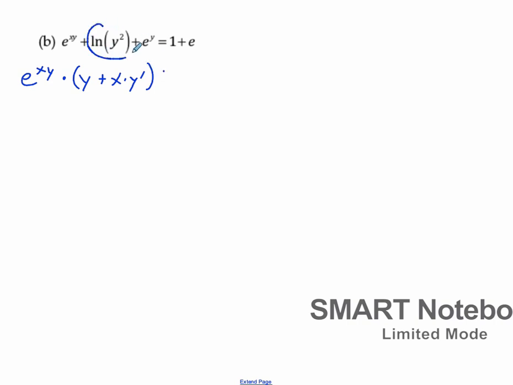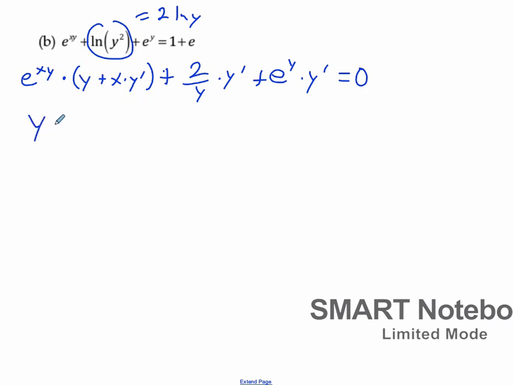And now this one here is easy to use a log rule first. We can write this as 2 ln y. Okay, so that means the derivative of that is 2 over y times y prime by chain rule. And this e to the y is going to be e to the y times y prime. And on the right hand side, actually, this is all constants, so it's just 0. Okay, so let's expand this bracket here. We have y e to the xy plus e to the xy times x y prime, and this is pretty much going to be the same.